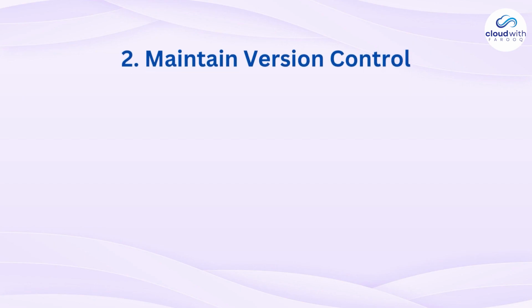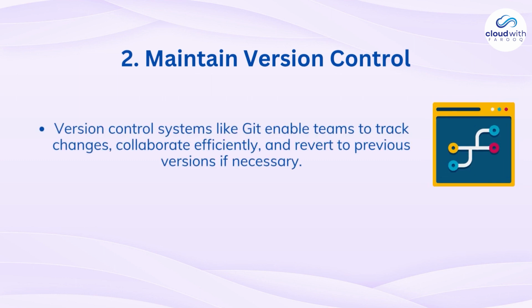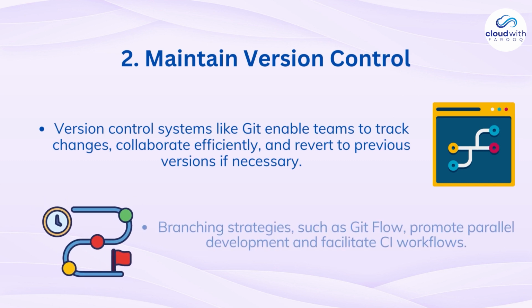Number 2. Maintain version control. Version control systems like Git enable teams to track changes, collaborate efficiently, and revert to previous versions if necessary. Branching strategies such as Git flow promote parallel development and facilitate CI workflows.